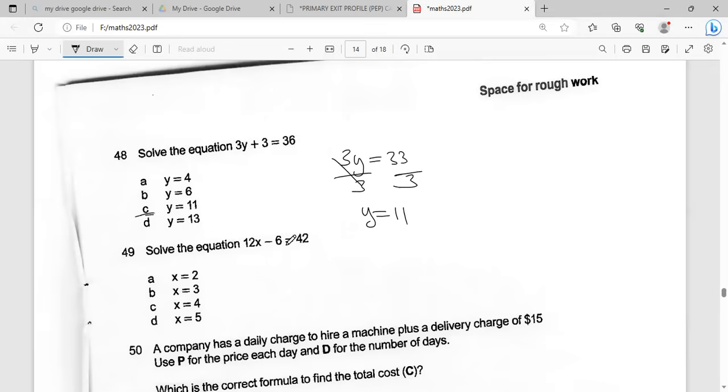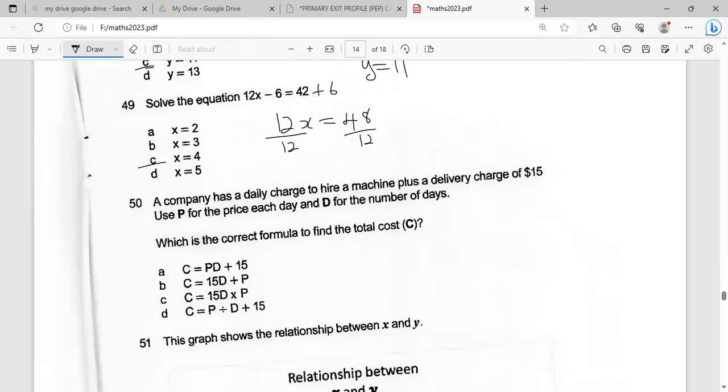49, solve the equation. So we have minus 6, so we add 6 to this side. So we have 12x equals 48. And then we divide by 12, which gives us 4. So far, guys, I don't see anything to really mess you up yet.